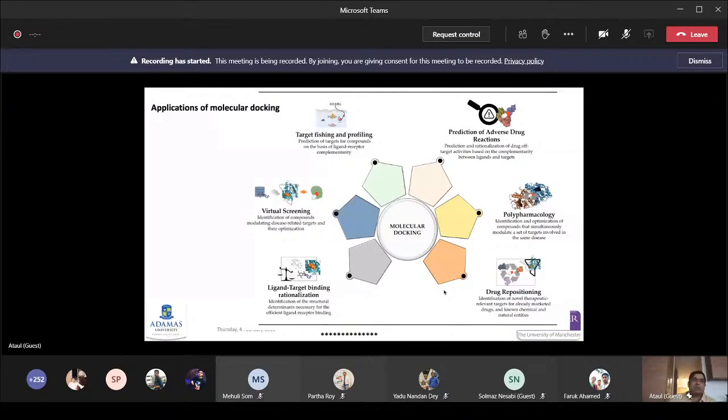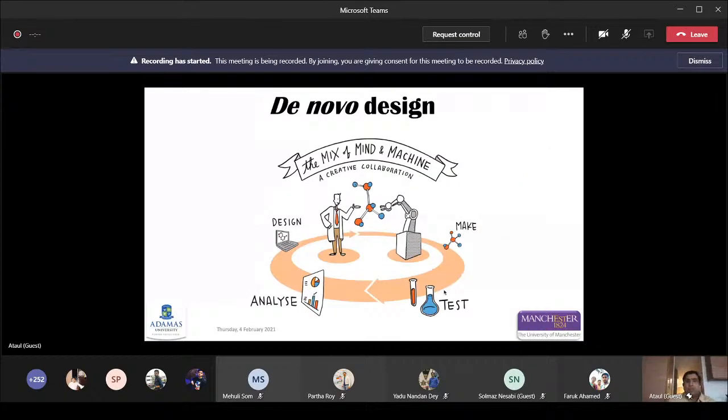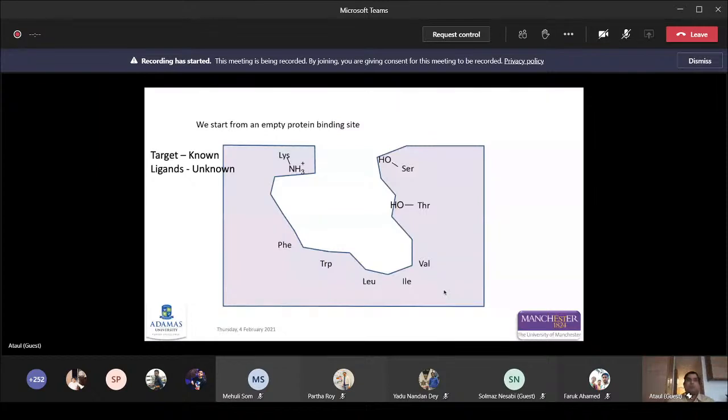So I'll go for virtual screening today. Before that, another very important application of pharmacoinformatics in drug discovery is de novo design. If you remember the slides, I explained when you don't have known small molecules, but you have the three-dimensional structure of the target, in that scenario you can design your molecule based on the active site. So suppose this is your active site. Ligand unknown, target known. This is the active site where your ligand will bind.